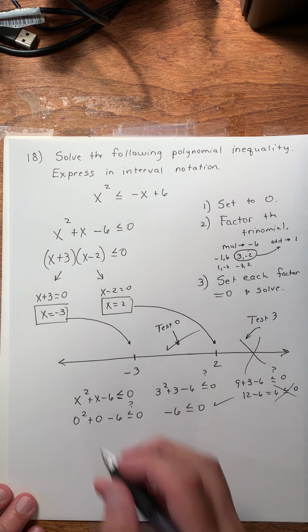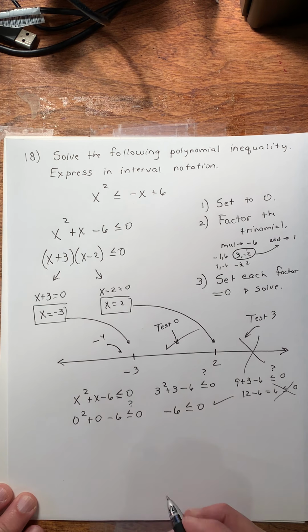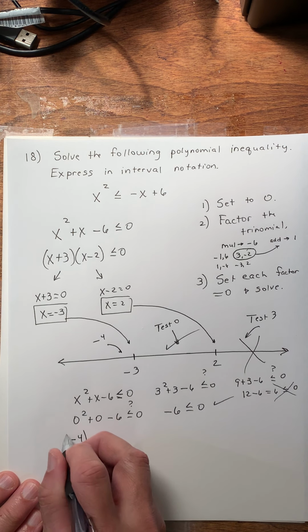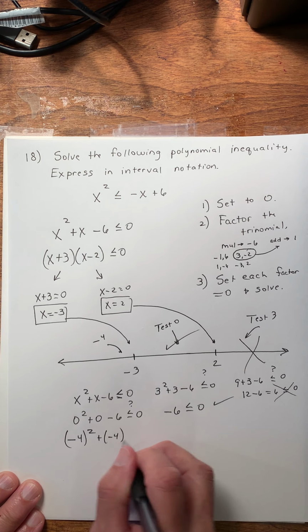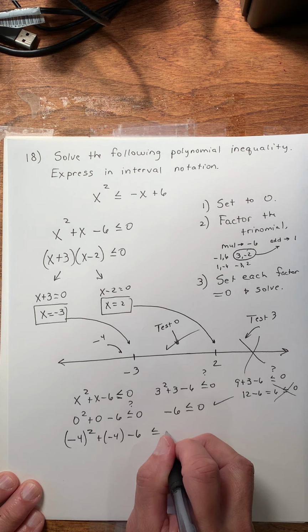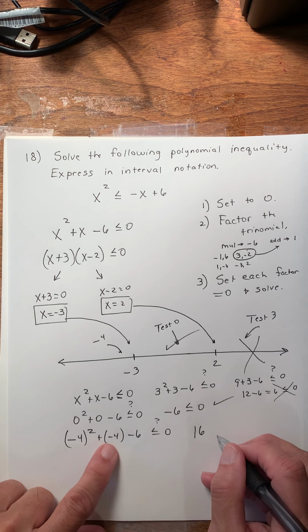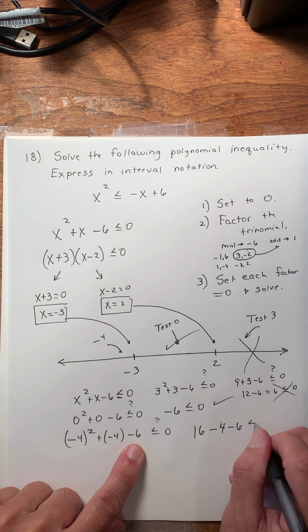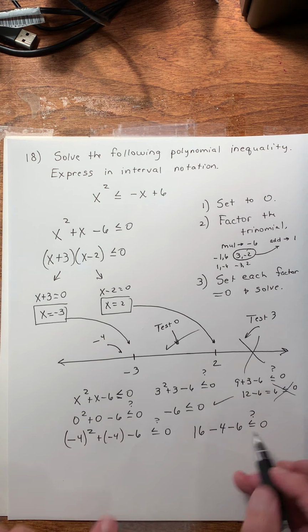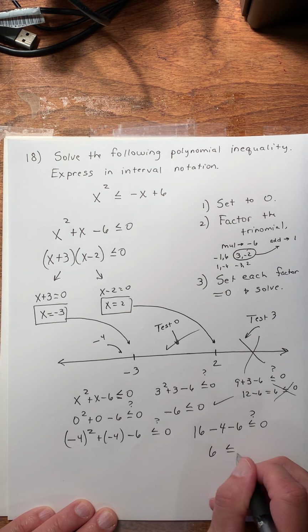This is part of my solution set right here. Let's see if this guy works. Let's test, let's say, negative 4. So I've got negative 4 in parentheses squared plus a negative 4 minus 6. Question, is that going to be less than or equal to 0? It's positive 16 plus a negative 4, which is minus 4, minus 6. Is that going to be less than or equal to 0? That's 12 minus 6, that's 6. Is 6 less than or equal to 0?